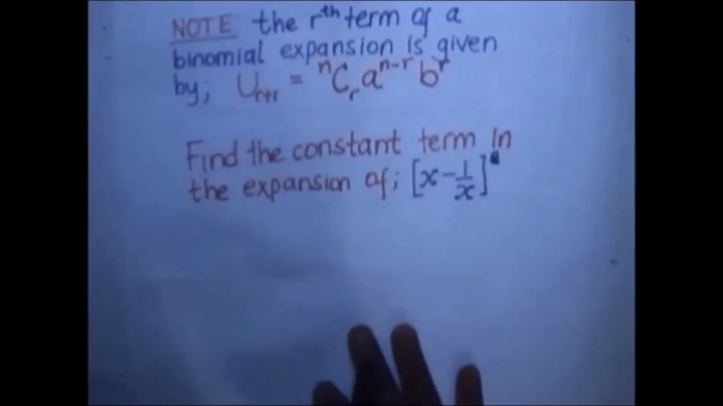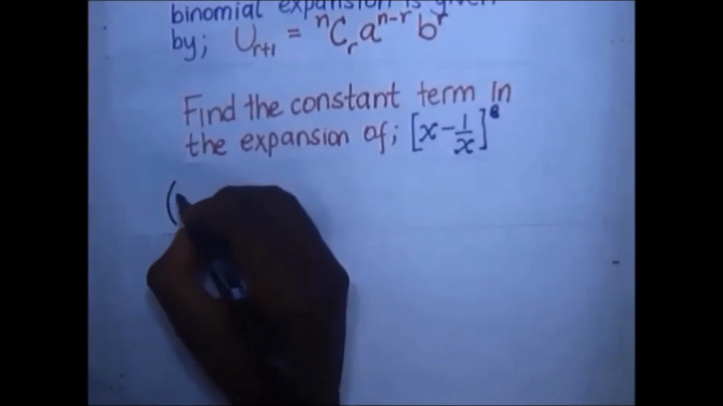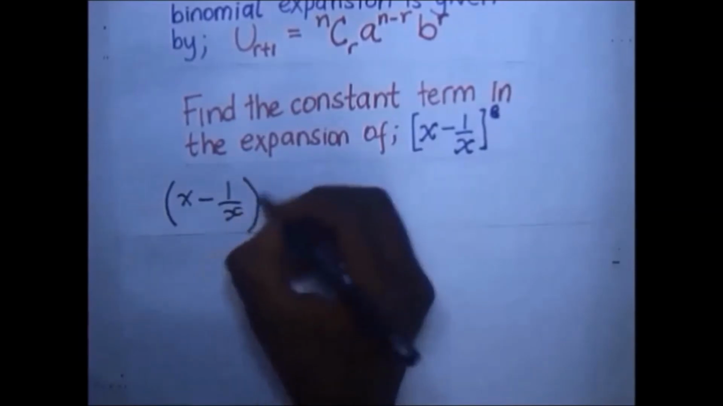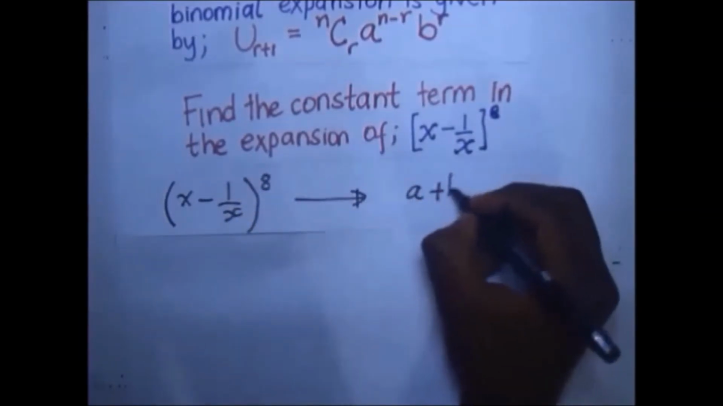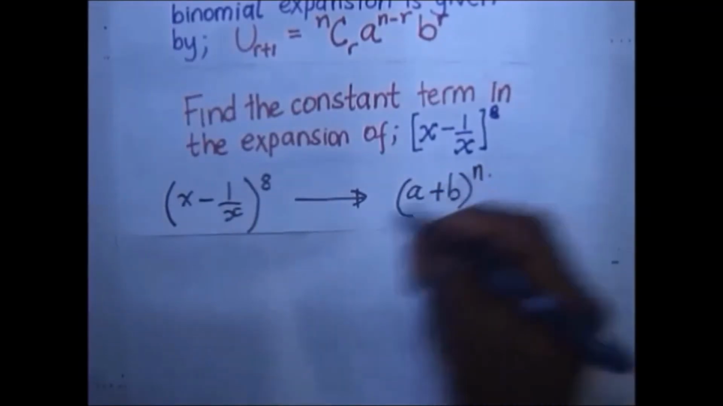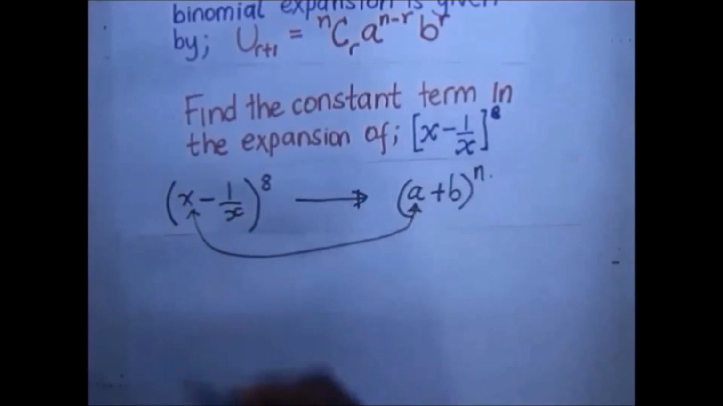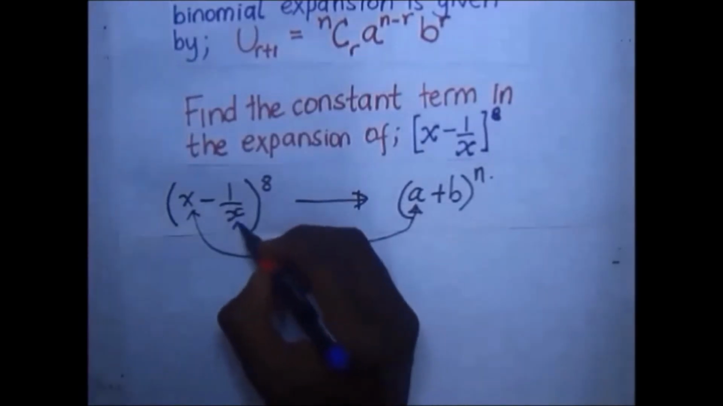So we proceed to start with our working. It is going to be x minus 1 over x to the power 8. Compare that with a plus b to the power n. What is our value of a? Our value of a is x. And what is our value of b? Our value of b is this.